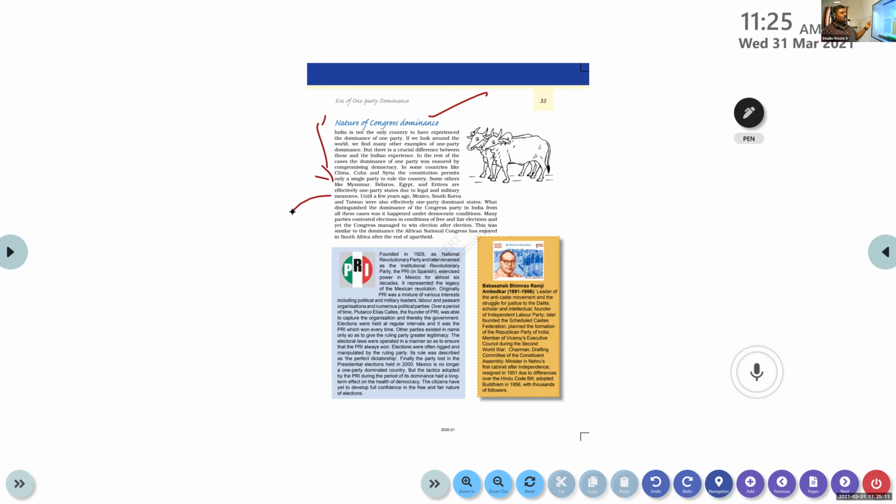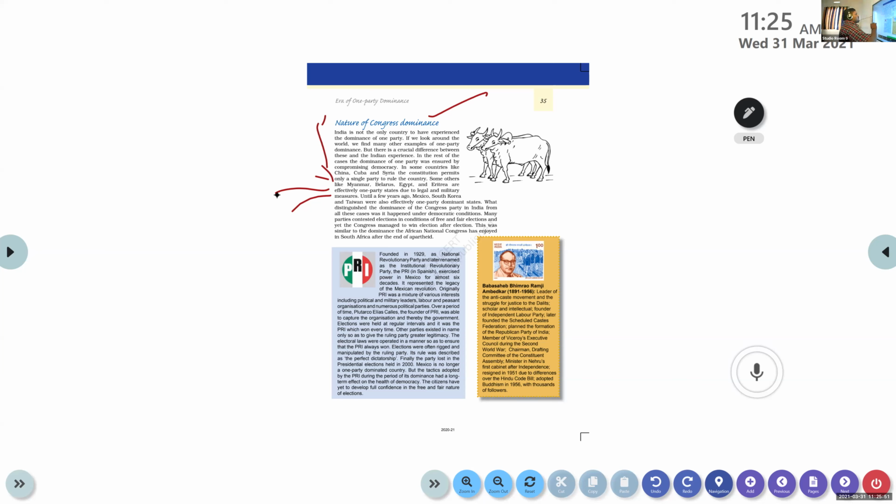In some countries, the government or the constitution does not support multi-party competition, but because of certain reasons or revolutions organized by the military, you have Myanmar, Belarus, Egypt, and Eritrea. These are countries where single party rule exists, but it is supported by the military. Until a few years ago, Mexico, South Korea, and Taiwan were also effectively one party dominated states. Clear or not? These are some examples of countries where only a single party dominates.